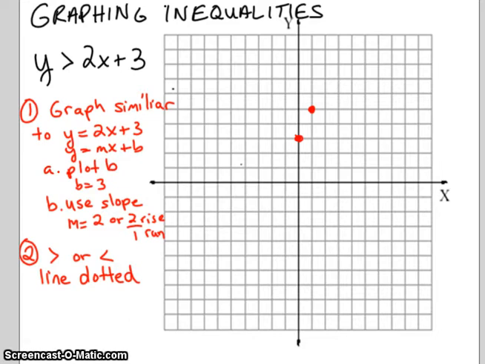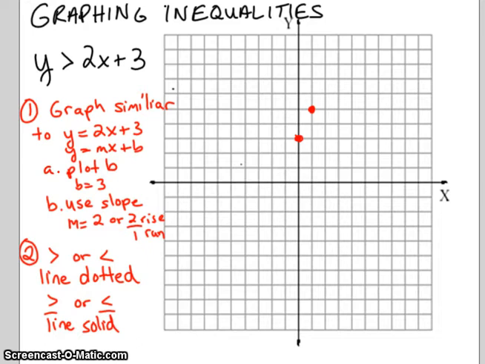What this means is our line is not included in our solutions. Whatever's on our line, all the points that are on our line, are not included in our solutions. But if we have greater than or equal to, or less than or equal to, then the line's going to be solid, because our line will include solutions to the equation.